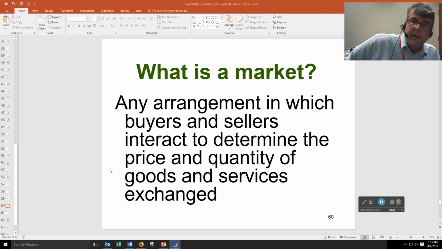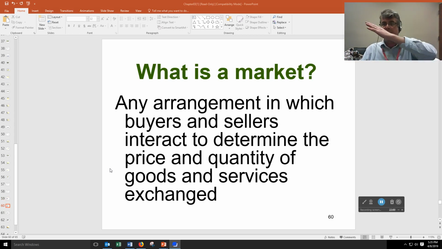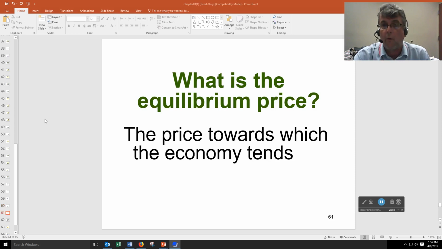Now, the next thing we're going to do is bring supply and demand together in a market. A market is any arrangement in which buyers and sellers interact to determine the price and quantity of goods and services exchanged. We've talked about this already. Now, when we draw supply and demand together, we'll get what's called an equilibrium price.